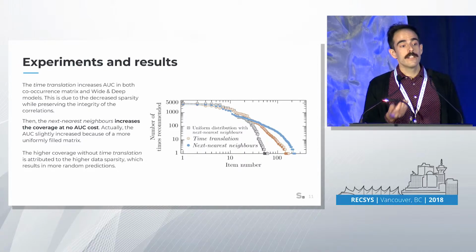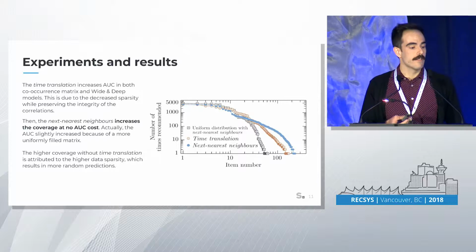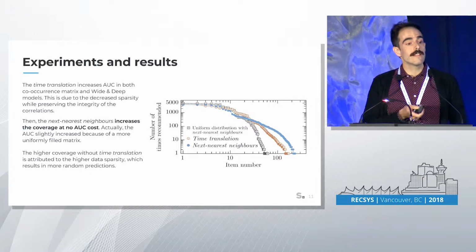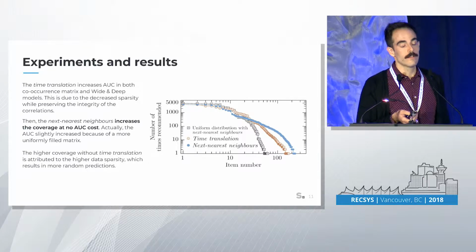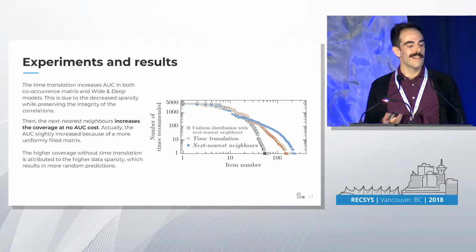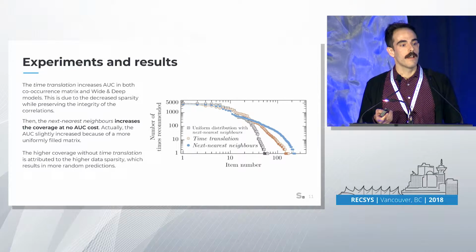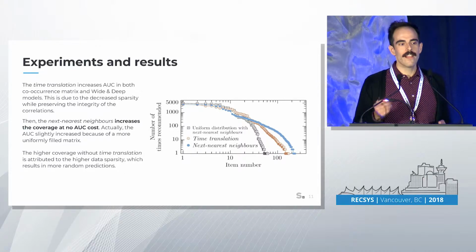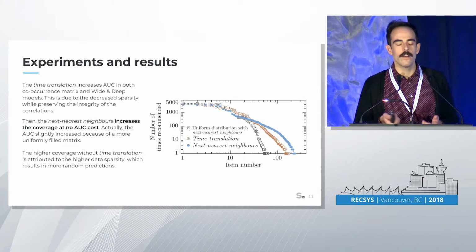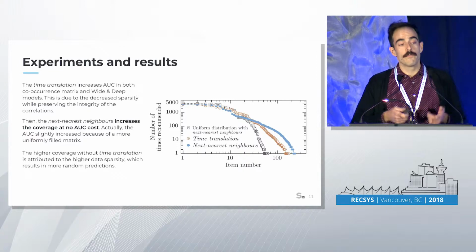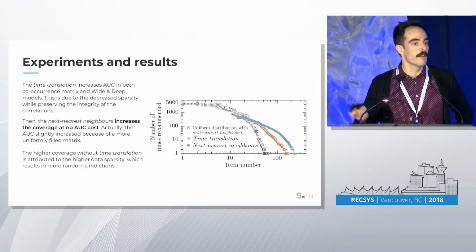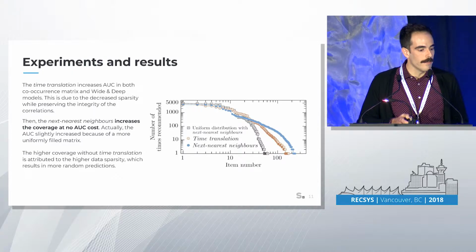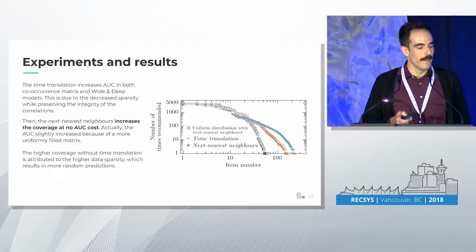And additionally, if we take into account the next nearest neighbor, it's interesting to see that it significantly increased the coverage that we had with only the time translation, but it also preserved the accuracy. So in that case, we did not have the trade-off of coverage versus accuracy, which is a recurrent problem in most recommender systems.